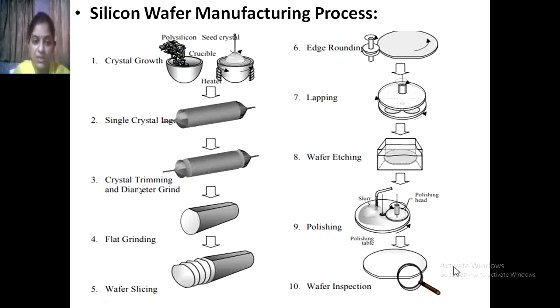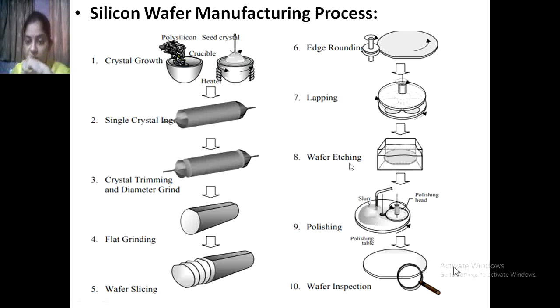After this, crystal trimming and diameter grinding are applied here. After the flat grinding, we are going to take the wafer slicing from this. Okay, so wafer slicing. Once the wafer slicing is done, after that edge rounding is done over here. So edge rounding takes place. Then the next step is the lapping of the edges.